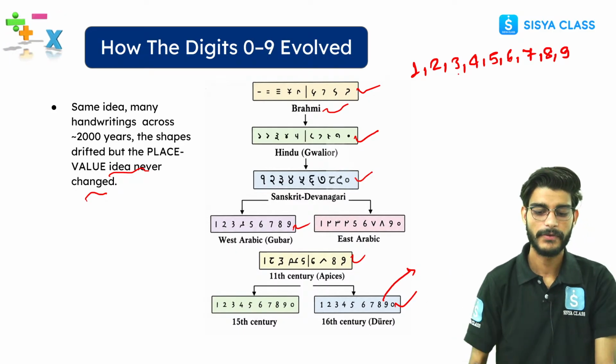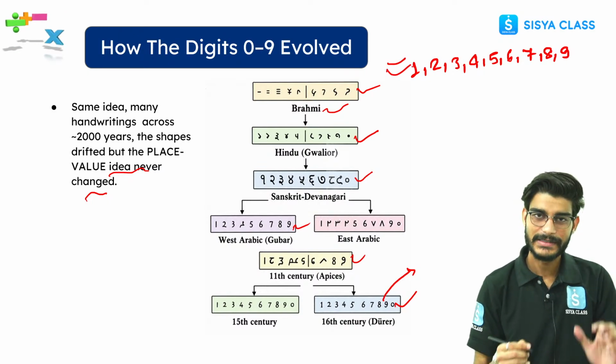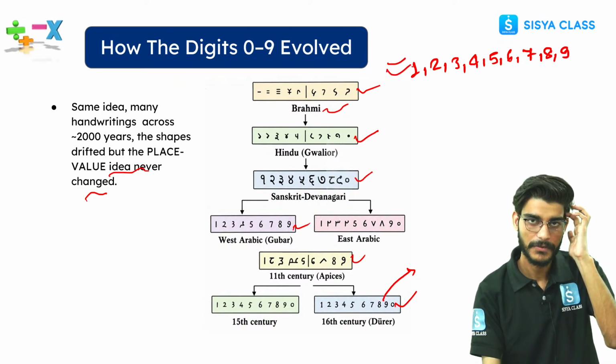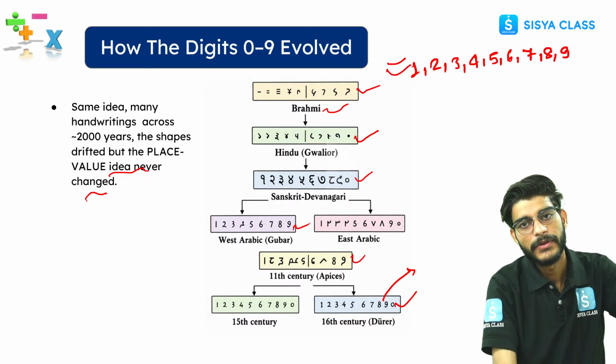Right? 1, 2, 3, 4, 5, 6, 7, 8. This is the easiest one. Right? That is why it is accepted now. Clear? So this is the notation of 0 to 9 with time.